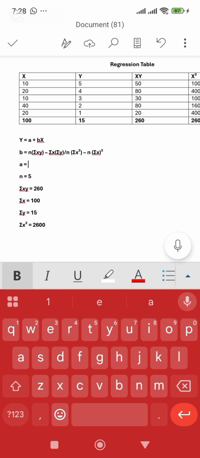So the formula for A. Let me make that B a small letter, because B is supposed to be a small letter. Yeah, so the formula for A is equal to whatever you get as B, you put summation Y divided by N. Summation Y. So take time to be reflecting on this.